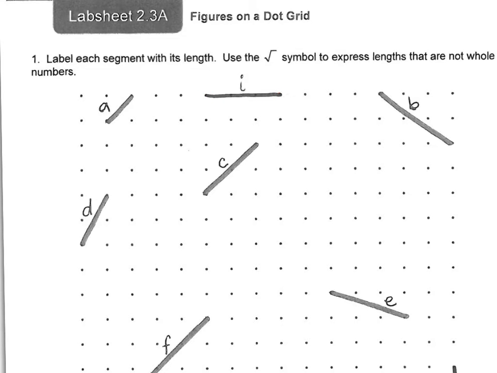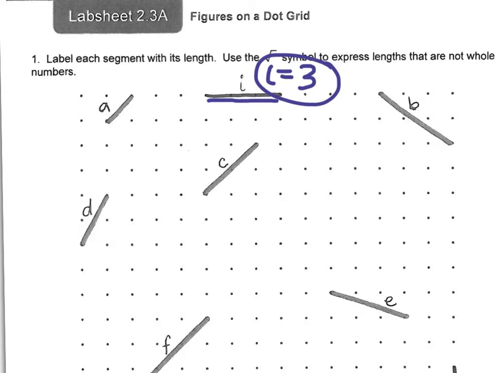Line segment I is a horizontal line segment. It goes straight left and right, and so it's really easy to find the length of line segment I. We can see that line segment I is 1, 2, 3 units long. So the length of line segment I, the length L, is 3 units.